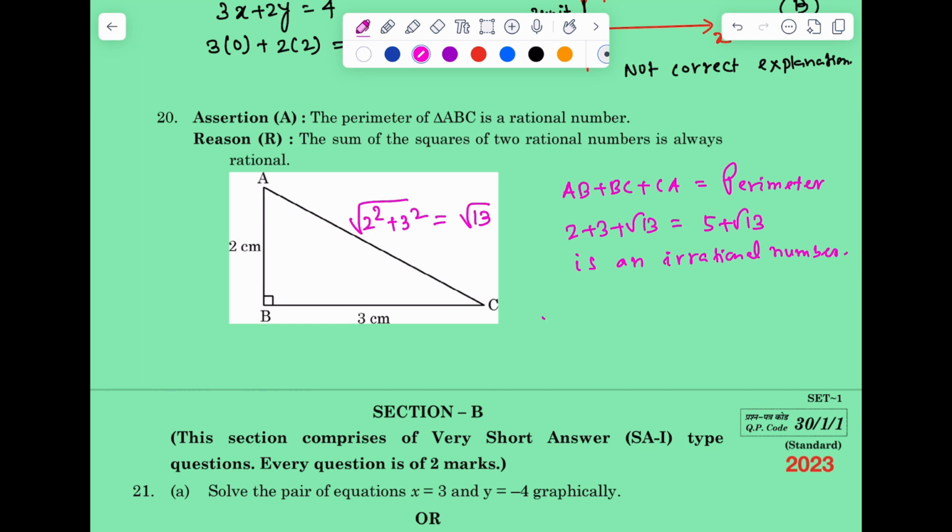But the reason, the sum of squares of two rational numbers, suppose here it is 2 square plus 3 square, is equal to 13. It is a rational number, it is always correct. This is true, but the assertion is already false. That means option D is correct. If you see, option D is correct: the assertion is false, but the reason is true. Okay, thank you.